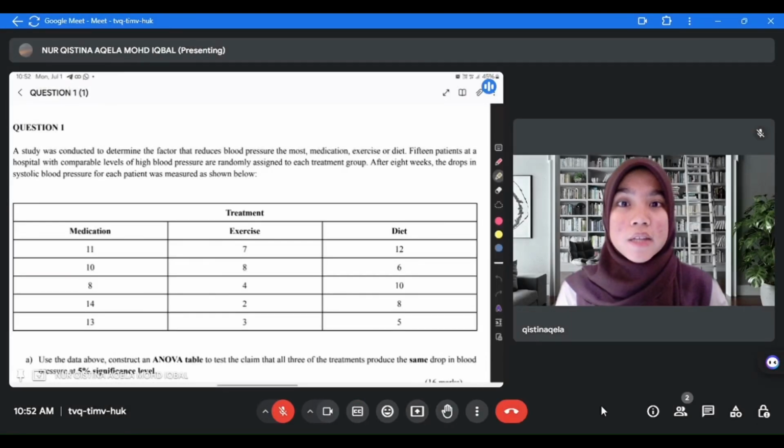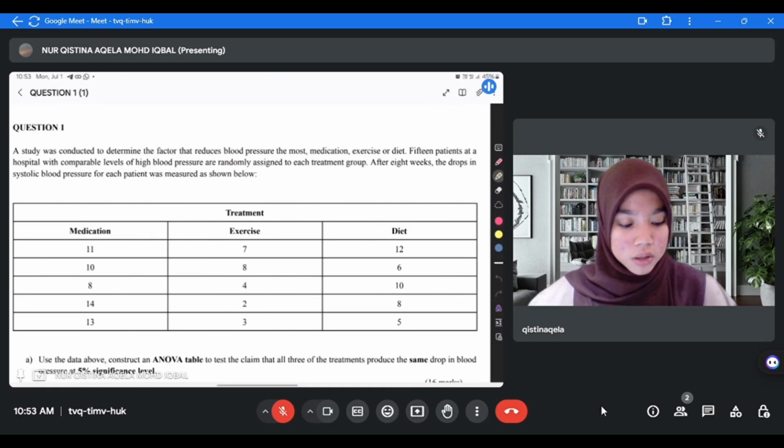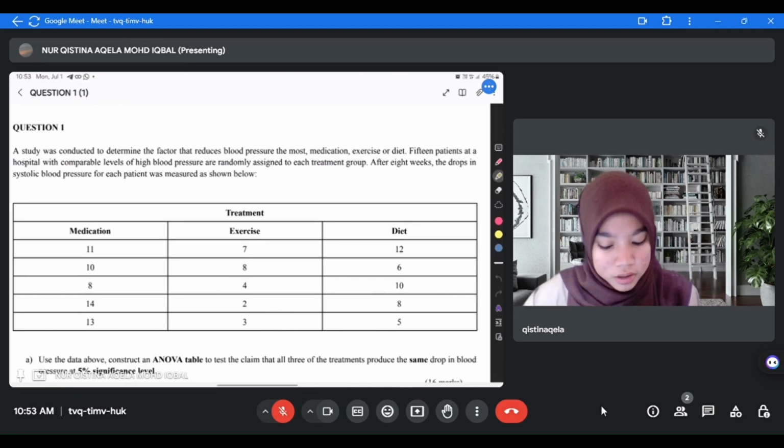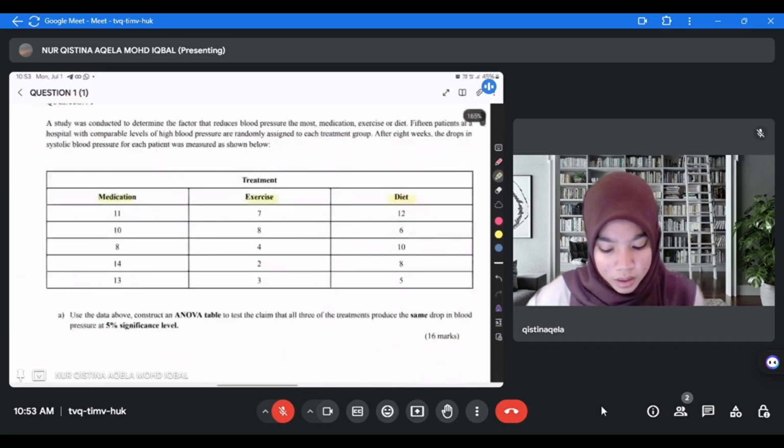Today I'm going to show you an example for an ANOVA question. Question 1. A study was conducted to determine the factor that reduces blood pressure the most: medication, exercise, or diet. 15 patients at a hospital with comparable levels of high blood pressure are randomly assigned to each treatment group. After 8 weeks, the drops in systolic blood pressure for each patient were measured as shown below. So we have 3 treatments, which are medication, exercise, and diet, for 15 patients. Thus, we know our K was 3 and our N was 15.